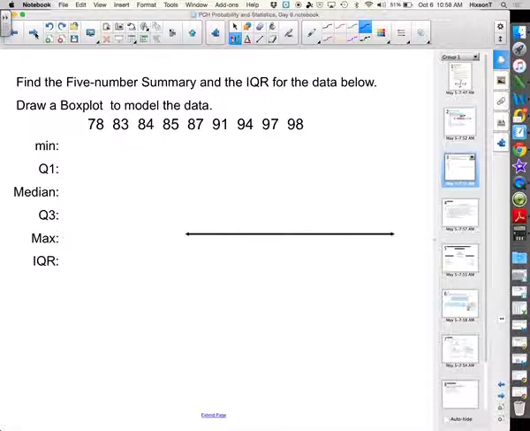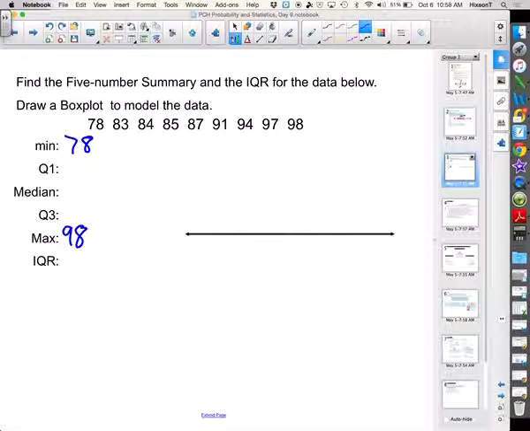please? What are the easy ones to find? The min and the max, okay? The min and the max. So, if I'm going to write down my values first, the min is 78 and the max is 98.